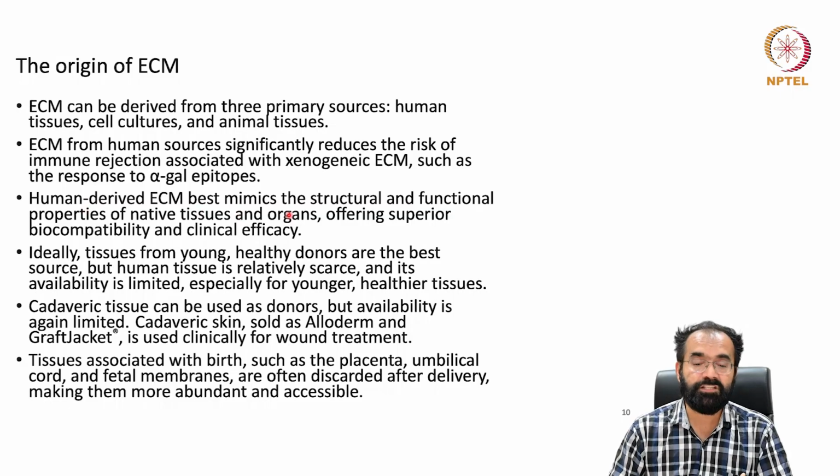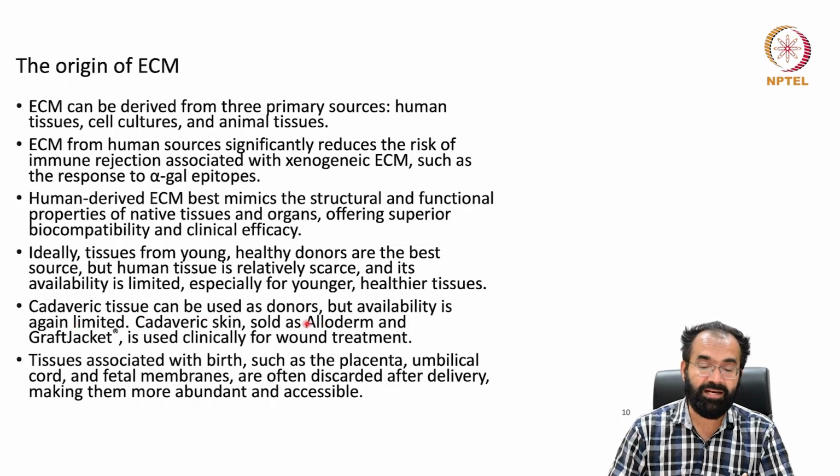Human-derived ECM best mimics the structural and functional properties of native tissues and organs, and they don't have an immunogenic epitope for another human being, offering superior biocompatibility and clinical efficacy. Ideally, tissue from young, healthy donors is the best source, but human tissue is relatively scarce and its availability is limited, especially for younger, healthier tissues. That is difficult to get. Cadaveric tissue can be used as donors, but availability and acquisition is limited. Cadaveric skin sold as AlloDerm and GraftJacket is used clinically for wound treatment in modern days.